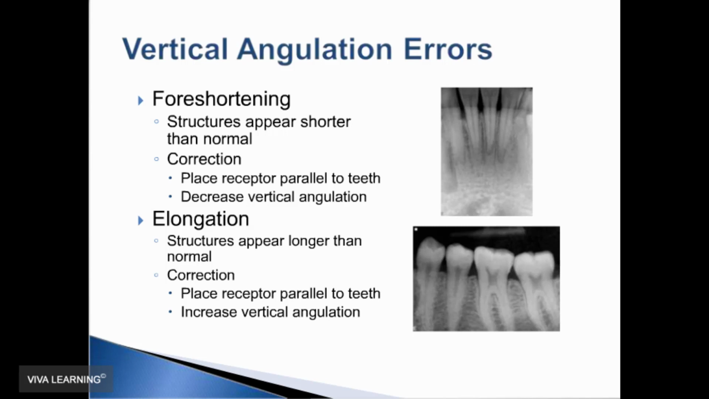So to correct this, you would want to make sure you have a parallel placement, and once it's parallel, the vertical angulation would be decreased to produce an accurate length of the tooth structure. Elongation occurs when the angulation is not parallel to both the teeth and receptor, but is less angulation than that. So make sure that the receptor is parallel and that the vertical angulation is properly aligned.